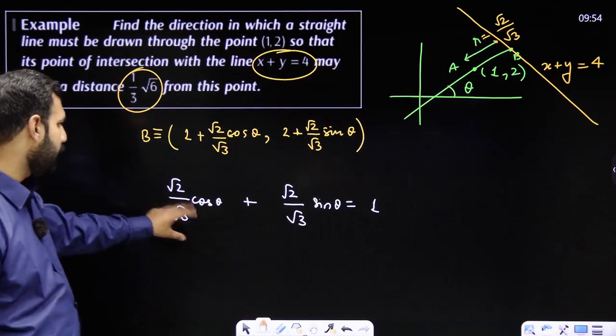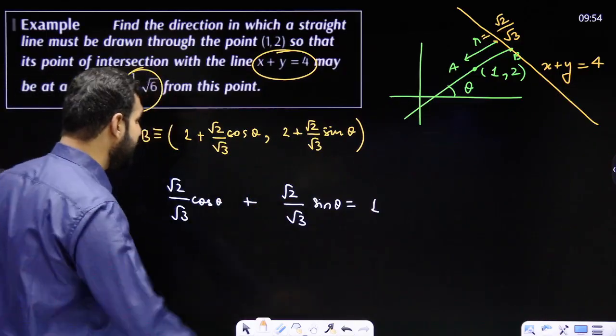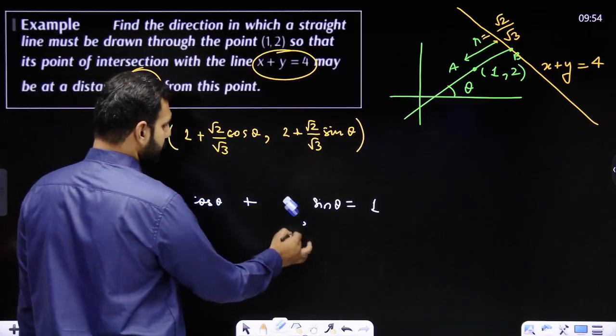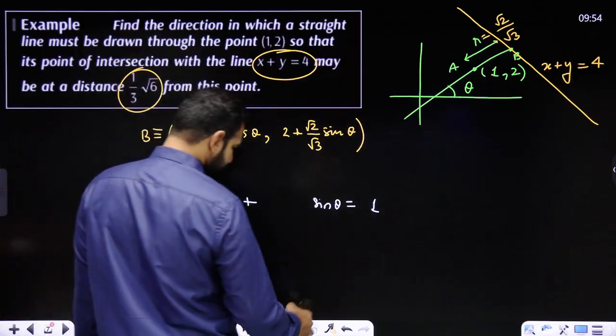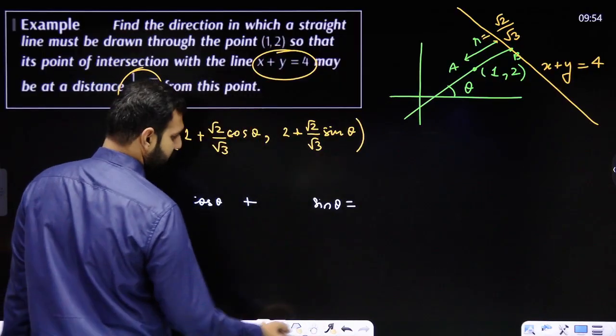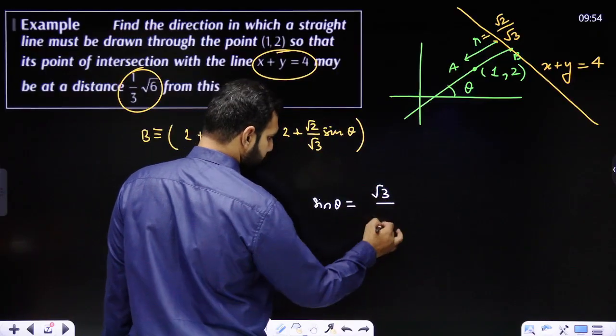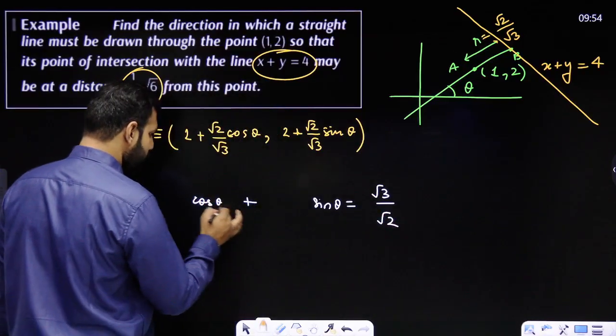Apart from this, what else can I do? I hope root 2 by root 3 can be taken common and taken on the other side. So from here, can I say that root 2 by root 3 can be taken away from here and it can be written as, it was root 2 by root 3, so it will be root 3 by root 2. I hope no confusion so far.